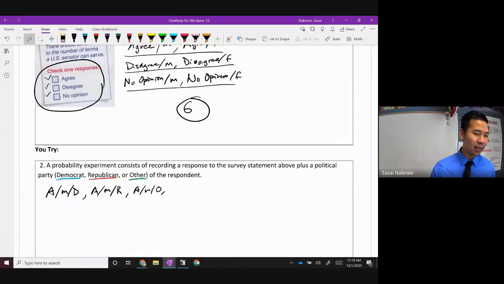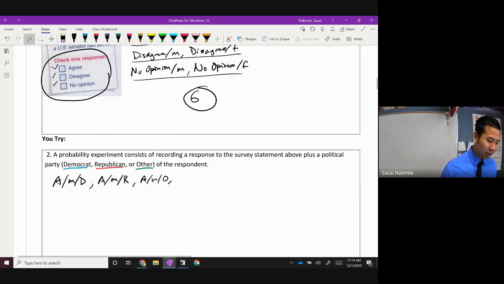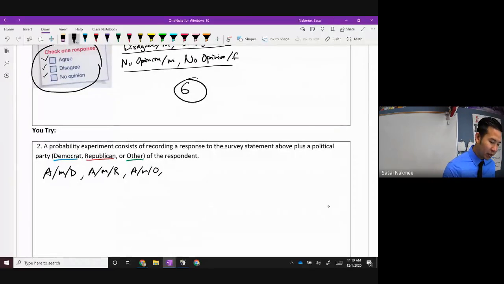Carwin's going with 18? Did you write them all down, Carwin? If you wrote them all down, it could be the right answer. So let's go on to the next one. I have agree male Democrat, agree male Republican, agree male and other for their party. What other possibilities are there for agree? You could also have agree female Democrat, agree female Republican, and agree female other for their party.